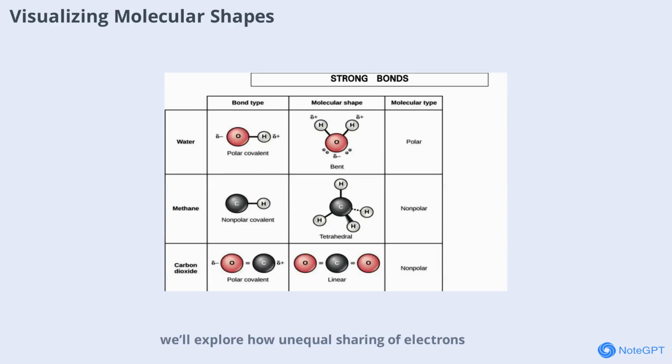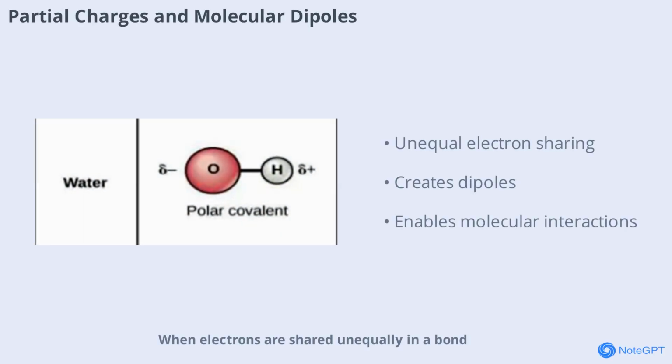Next, we'll explore how unequal sharing of electrons leads to partial charges and molecular dipoles. When electrons are shared unequally in a bond, partial charges develop on the atoms involved. This creates a dipole, with one end of the molecule slightly positive and the other slightly negative. These dipoles are responsible for many of the unique properties of molecules like water, including its ability to dissolve a wide range of substances. The presence of dipoles also enables molecules to interact through dipole-dipole attractions, which we'll discuss in more detail later.